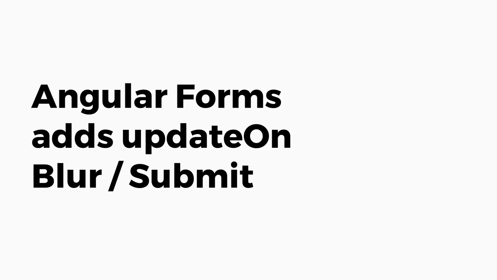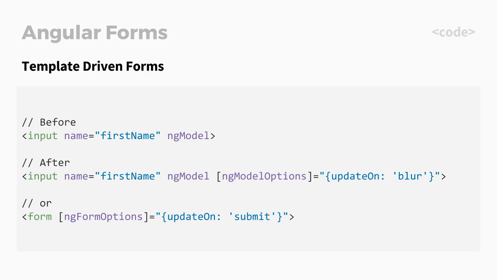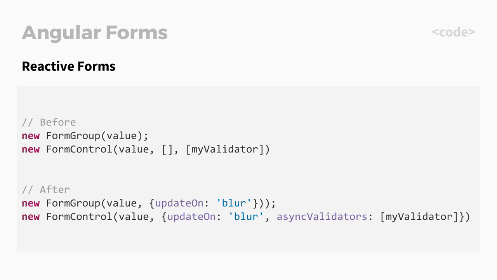Angular Forms adds updateOn for blur and submit. You can now run validation and value updates on blur, or on submit, instead of on every input event. Forms are a very important part of many applications, and if you have any sort of server-side validation, or any heavier processes triggered by validation or value changes that you want to run less often, you can now take control of the validation and value change timing at the control level, or specify it for an entire form. To use this feature in your template-driven forms, just use ngModelOptions with updateOn blur. Or you enable the updateOn option for the whole form via ngFormOptions. To use this feature in your reactive forms, just add an updateOn property to your form group or form control.